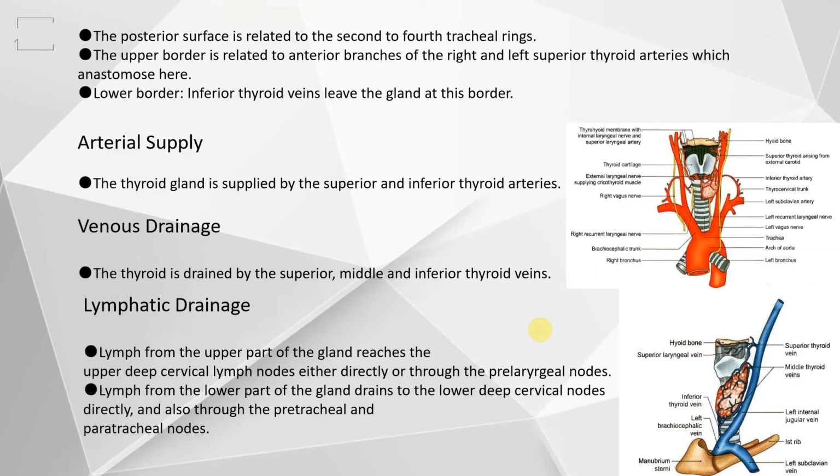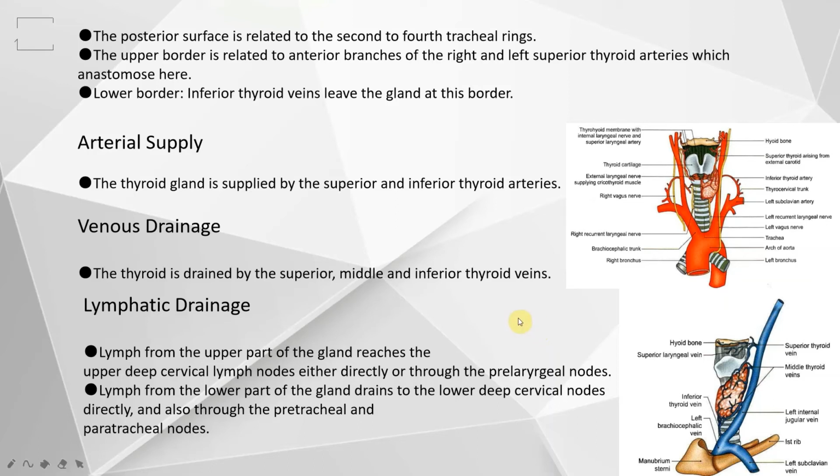The posterior surface is related to the second to fourth tracheal rings. The upper border is related to anterior branches of the right and left superior thyroid arteries which anastomose here. Lower border. Here, the inferior thyroid veins leave the gland at this border.